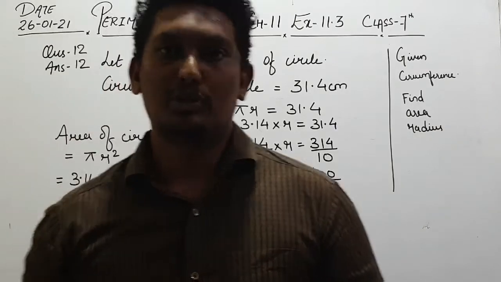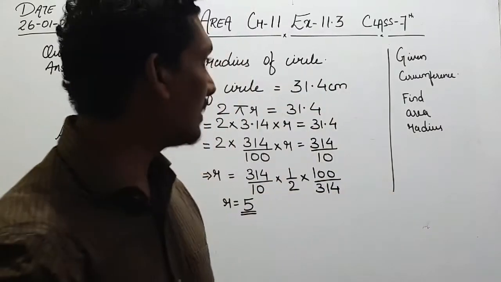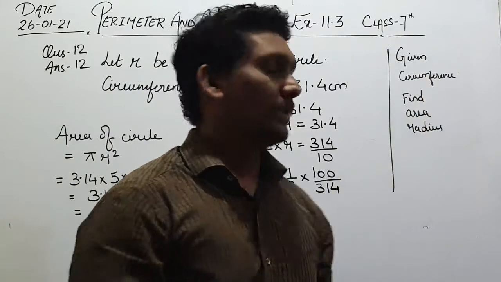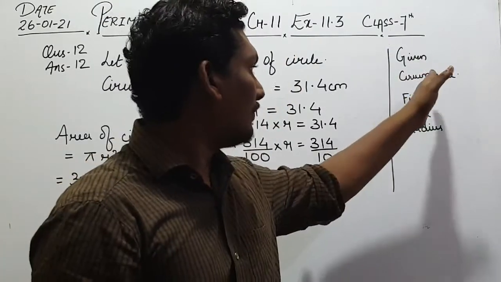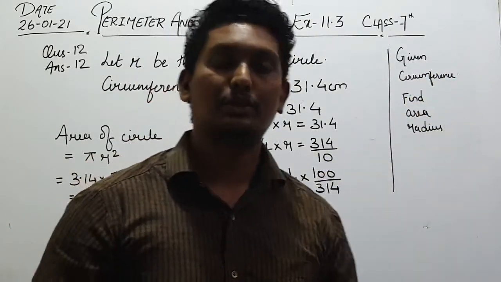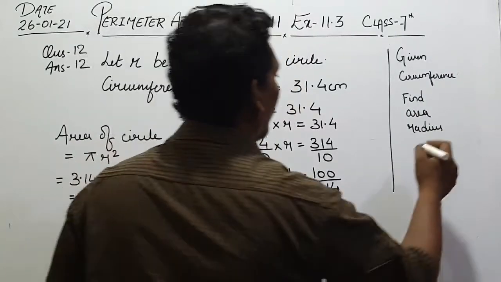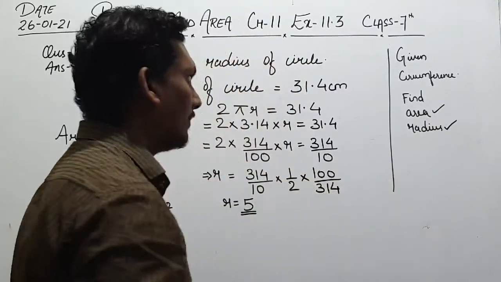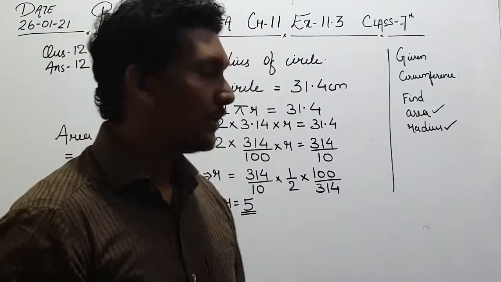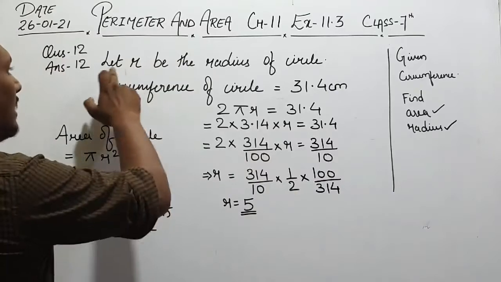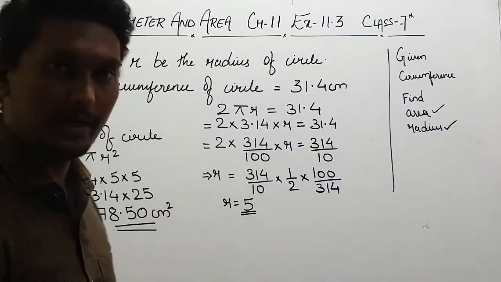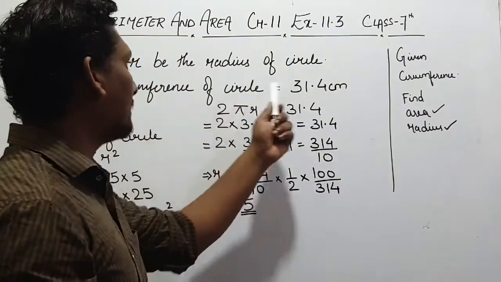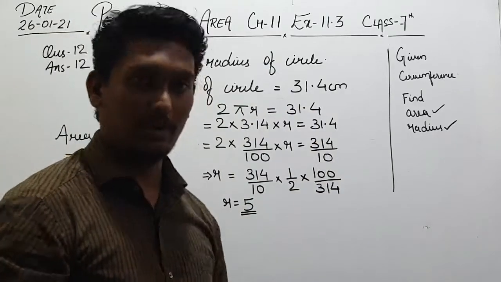Okay, now come to question number 12. In question number 12, what is given? Circumference is given there, and we have to find the area and radius. So two things we have to find out. First the radius we have to find out, then we have to find out the area. Circumference is already given. So let r be the radius of the circle that we have to find out. The circumference of the circle is given as 31.4.